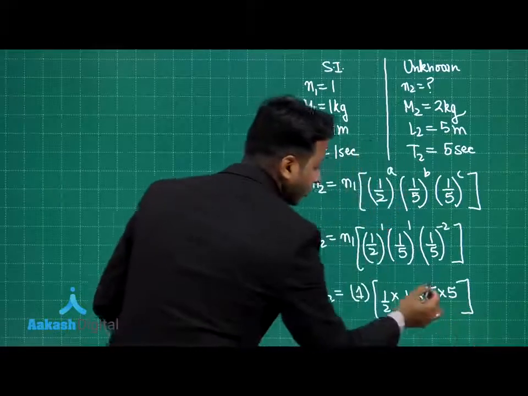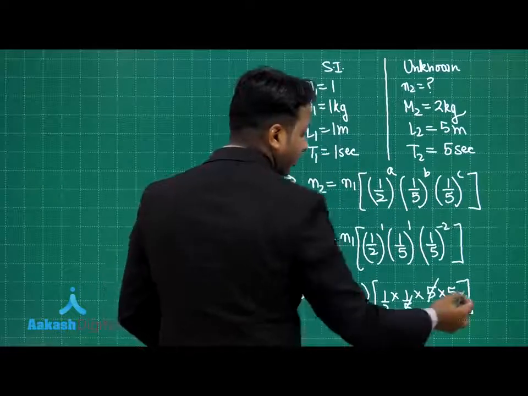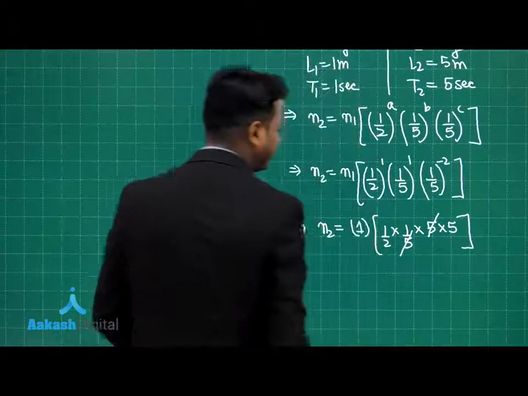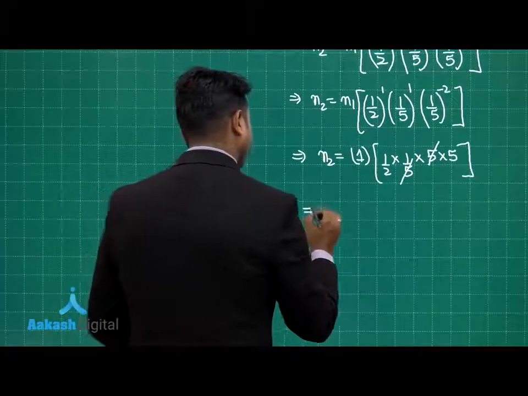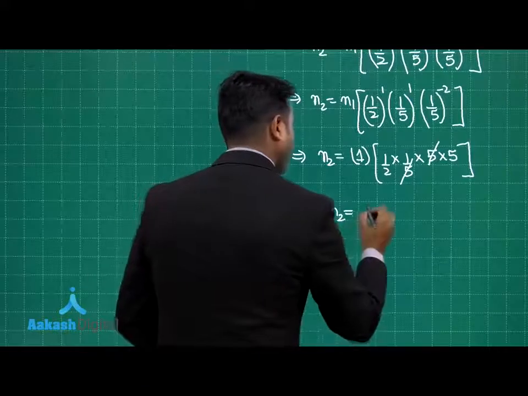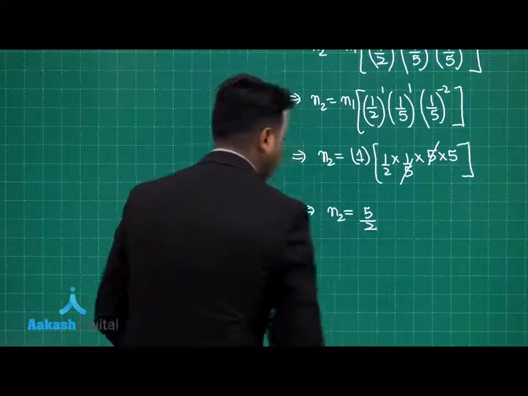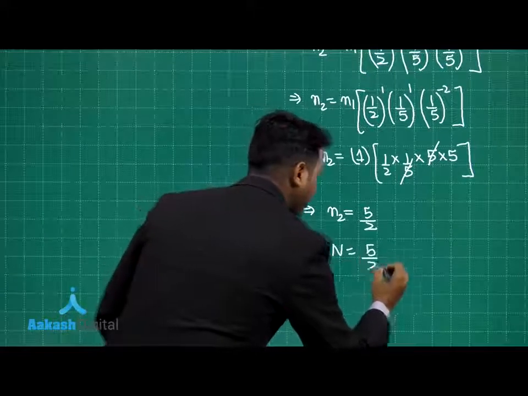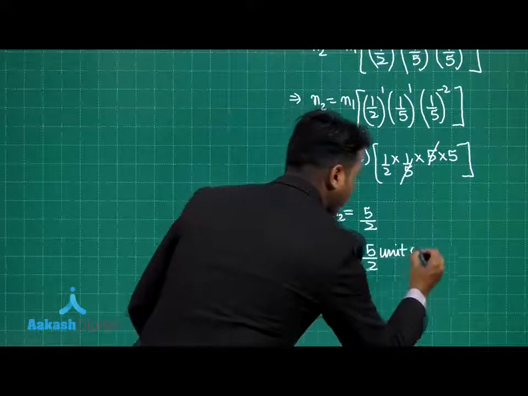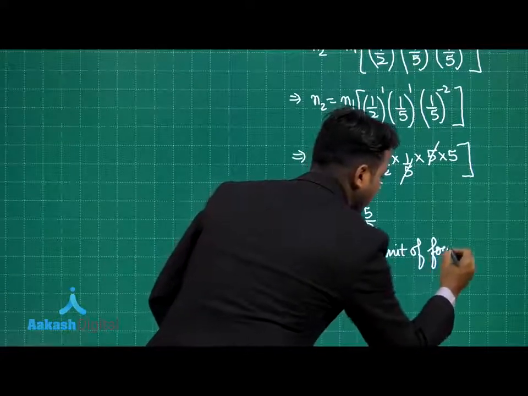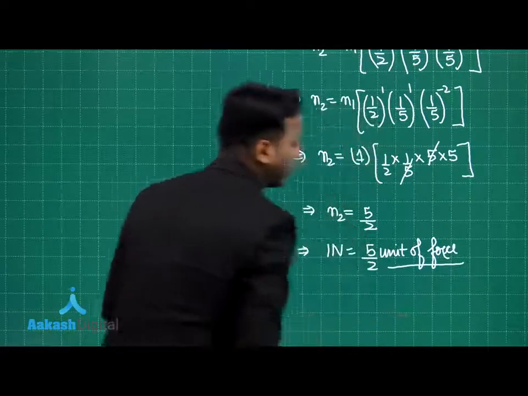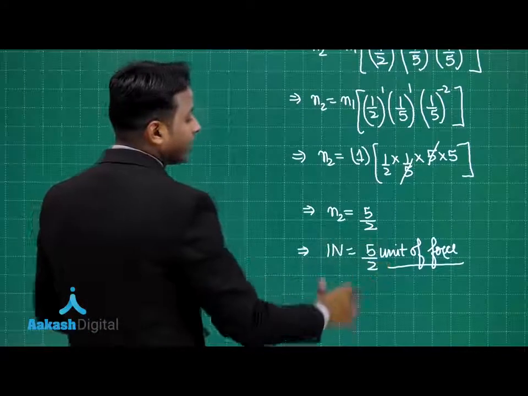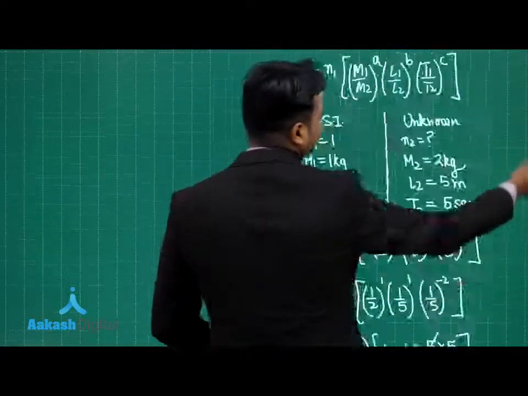And if you solve it up, 5 will cancel with this 5 and we are left with the N2 value is 5 by 2. So ultimately what do we have? 1 Newton is simply 5 by 2 unit of force in the new system. Because we don't know what is the name of the new unit which is being used in the new system of units, that's why 1 Newton is 5 by 2 times unit of force.